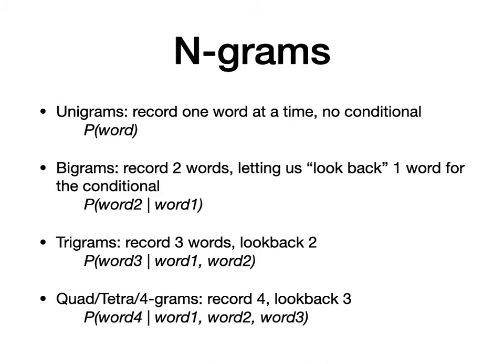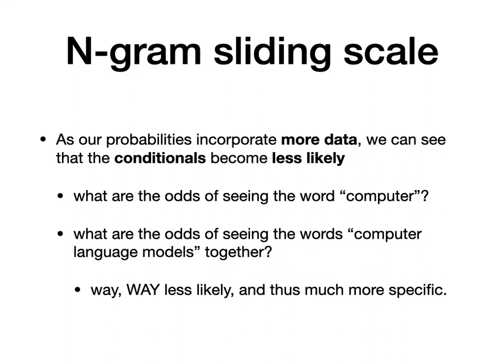So n-grams have this nice sliding scale. As our probabilities incorporate more data, the larger the n, we see that the conditionals become less likely. So, for example, what are the odds of seeing the word computer on its own, versus what are the odds of seeing the words computer language models together? It's way, way less likely to see that second set of words, and so it's way more specific to one domain, whereas computer is a quite general concept.